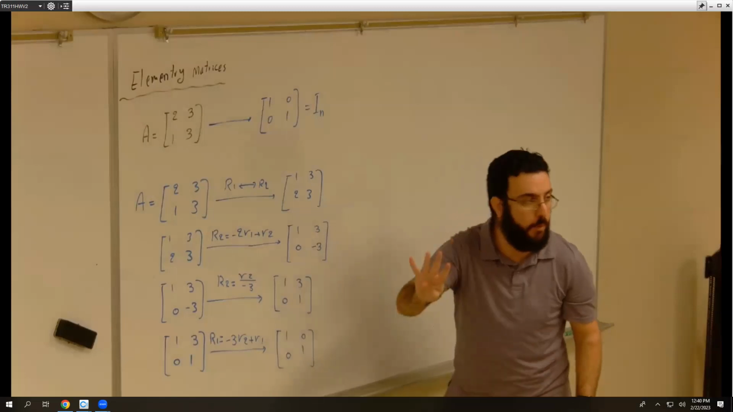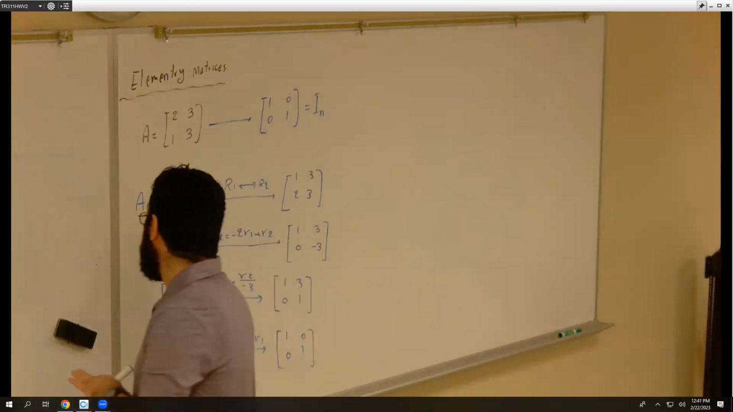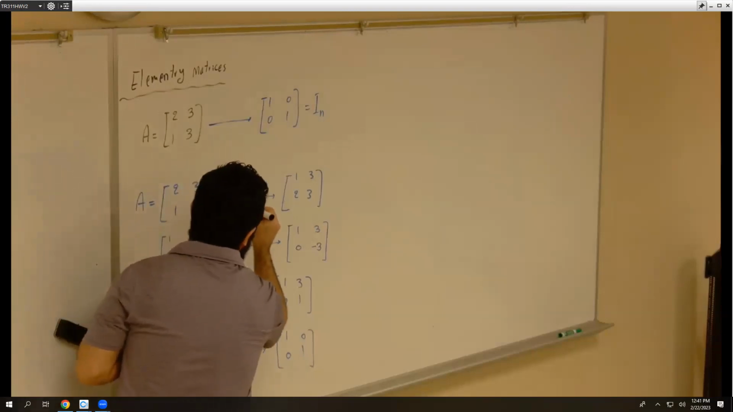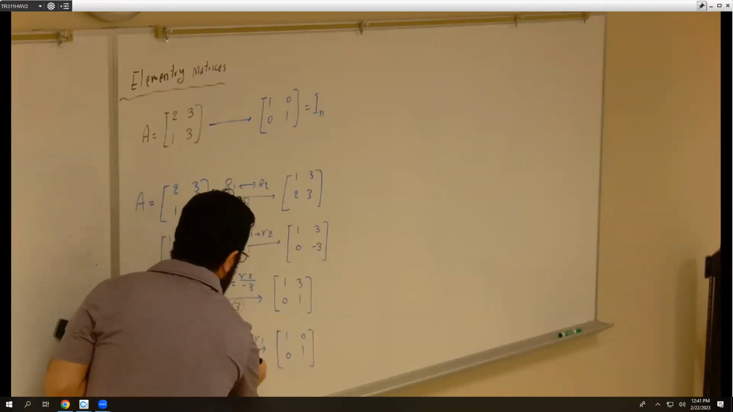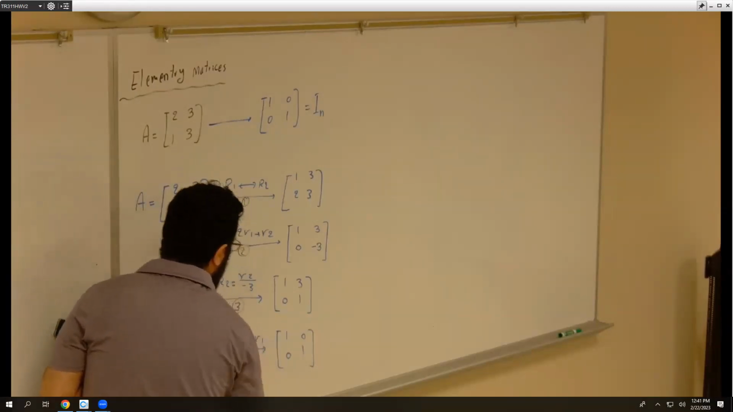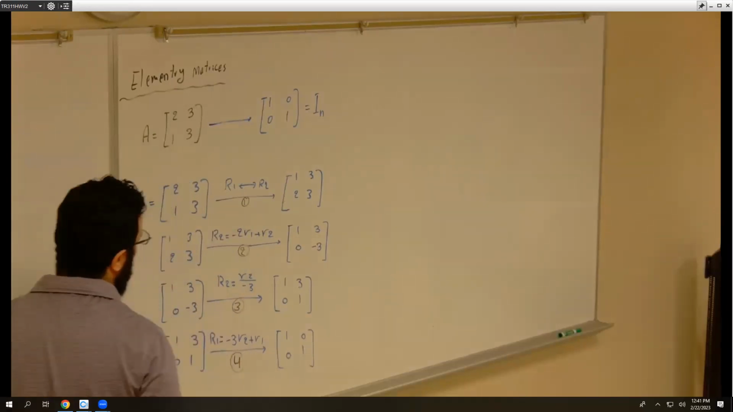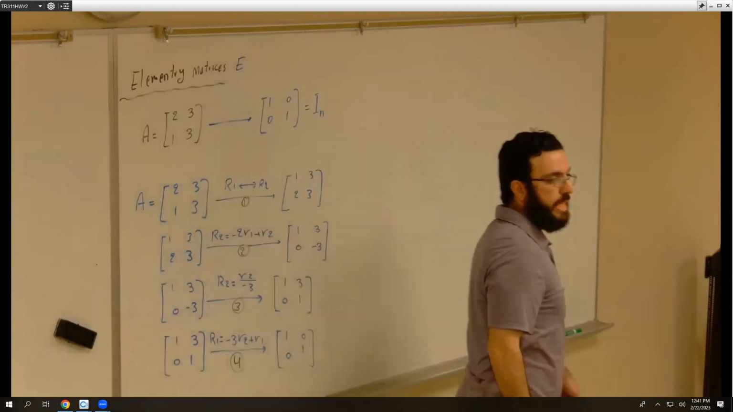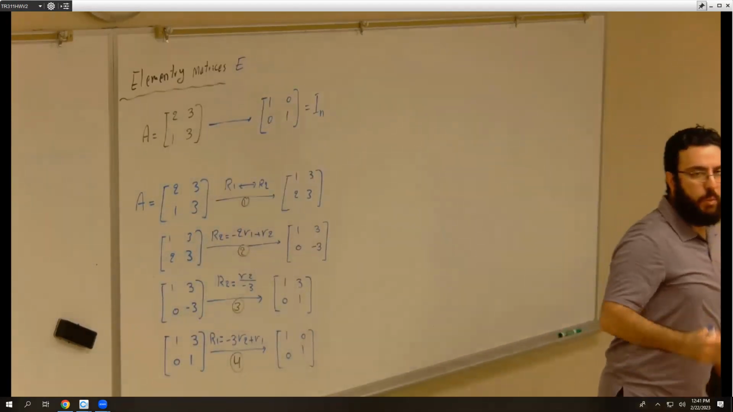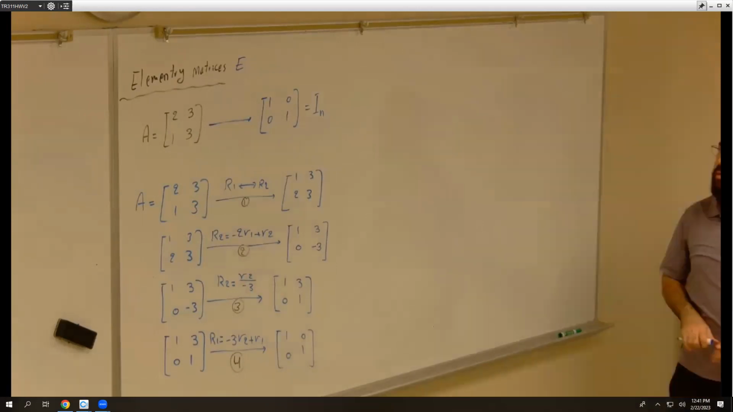Four elementary matrices. That's why I did this step by step. This is the first matrix. This is the second one. This is the third one. And here is the fourth one. Let's check that. Elementary matrix, we're going to say E, okay? Anytime you see E, E1, E2, E3, that means this is an elementary matrix.